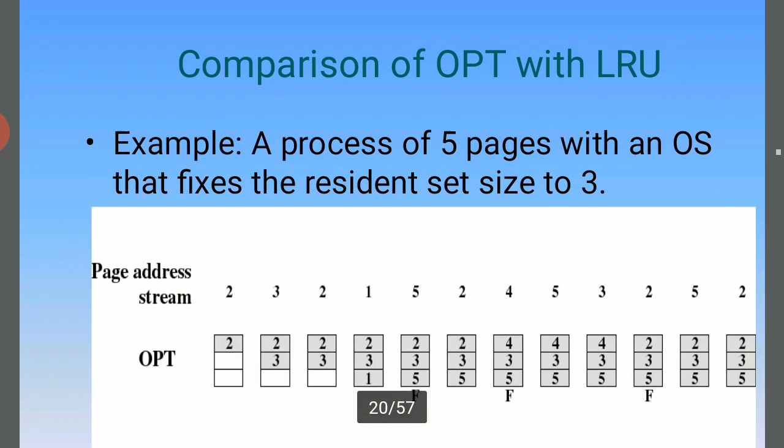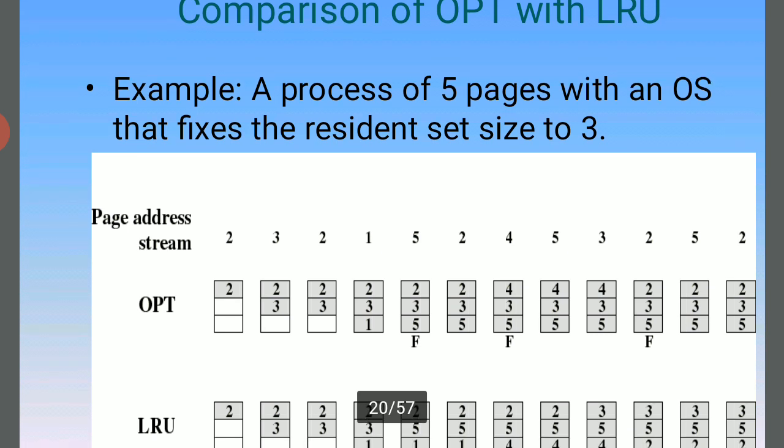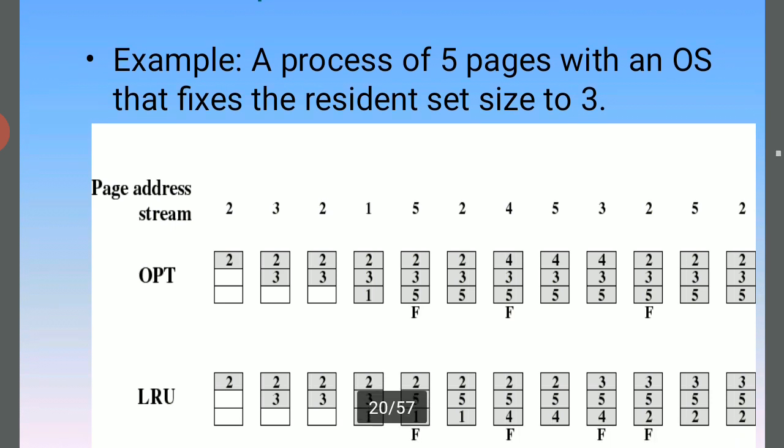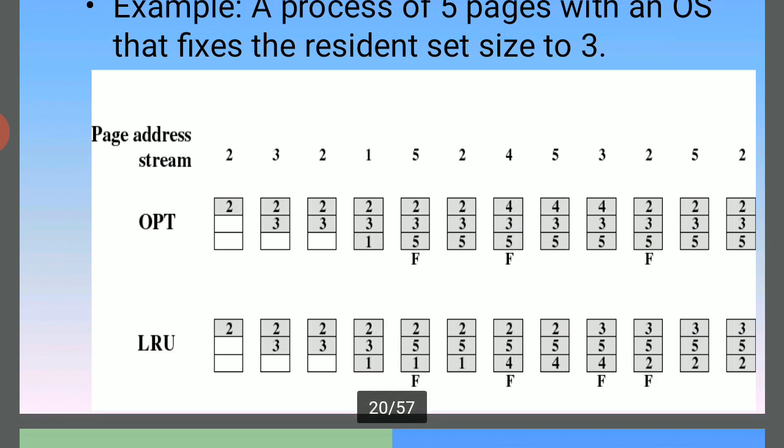In the comparison of OPT with LRU, the example is a process with 5 pages, where the operating system fixes the resident set size at 3. The page algorithms, OPT and LRU, automatically adjust by the page.